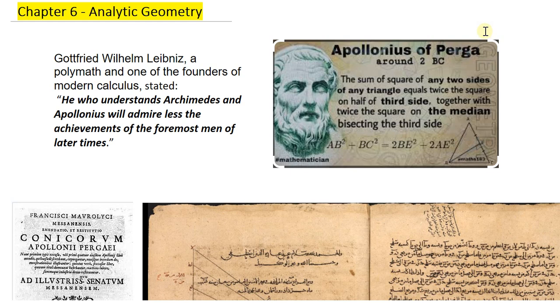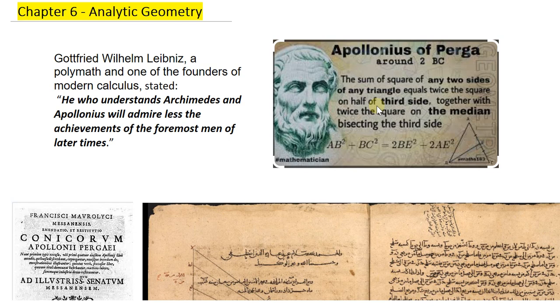Okay, in chapter 6, we're going to talk about analytic geometry. The part of analytic geometry we're going to be talking about is called conic sections. And before we actually look at conic sections, we're going to take a look at something historical. What we'll see in this video is that a lot of the work that we do is almost entirely due to this man, Apollonius of Perga.